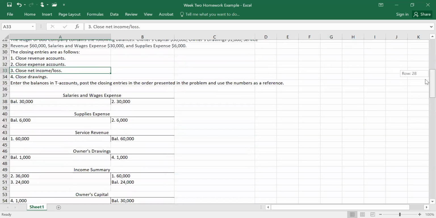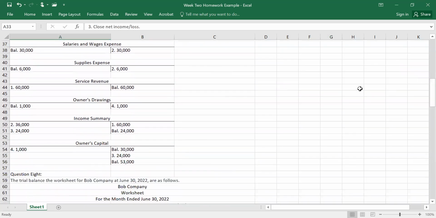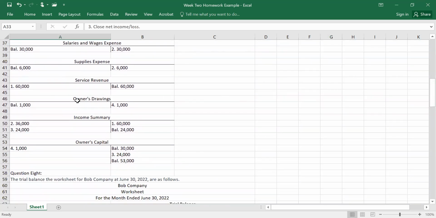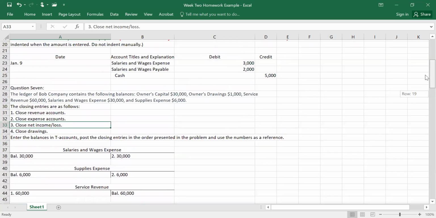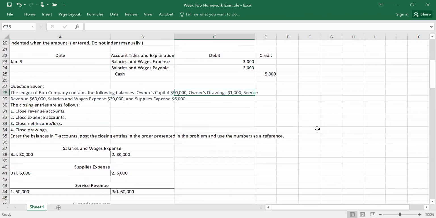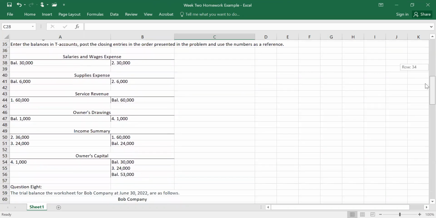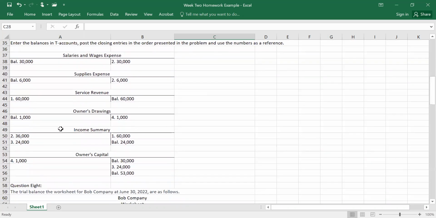The next thing we have, sorry, I skipped right over owner's drawings. We have owner's drawings, and those were 1,000. Where are they? Right here. Owner's drawings are 1,000. Owner's drawings' normal balance is a debit balance, so the balance was 1,000. To close it out, we must credit owner's drawings 1,000.